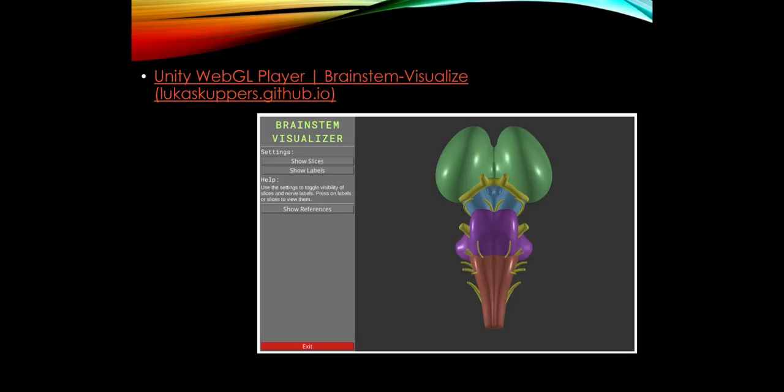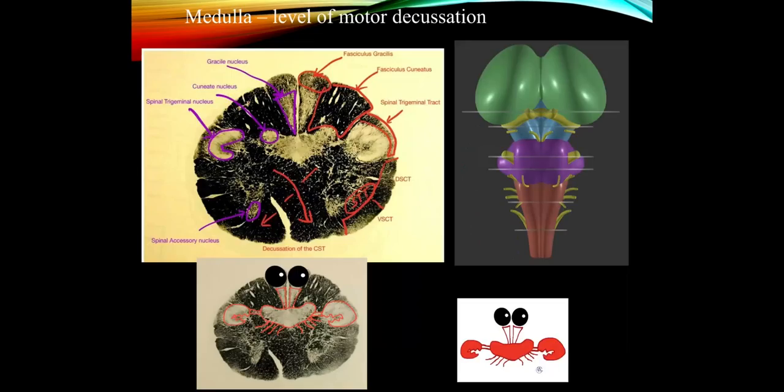I hope this will help you also to remember, for example, here's the corticospinal tract. Well, we're going to see it in a section here, but don't forget, it is traveling down this way, and we want to remember where it is throughout its entire length of the brainstem.